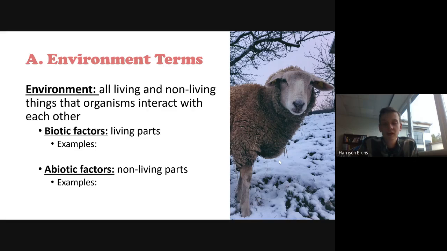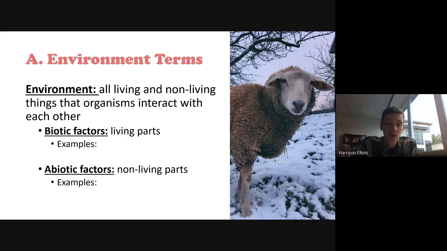So what are some examples of abiotic factors in this Condoran ecosystem here? Well, the snow would be an example. It's water, it's non-living, it's frozen. The air that the sheep is breathing right now is going to be an abiotic factor.